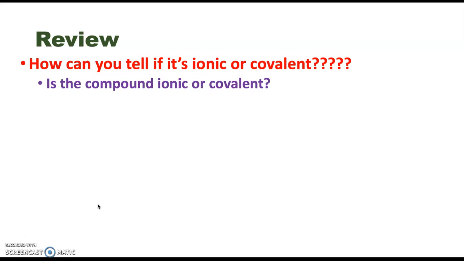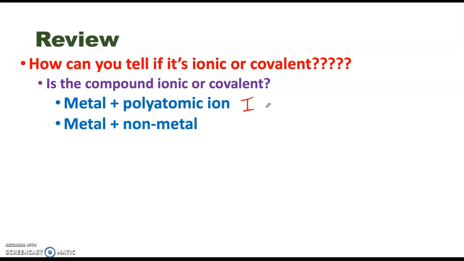When you're looking at a compound, if you look at the formula or the name, if it's made of a metal and a polyatomic ion, that will be an ionic compound. So put a little I there in your notes. A metal plus polyatomic ion is an ionic compound. So you don't have to look up the electronegativity difference. You just look, oh yep, there's a polyatomic ion, it's ionic.